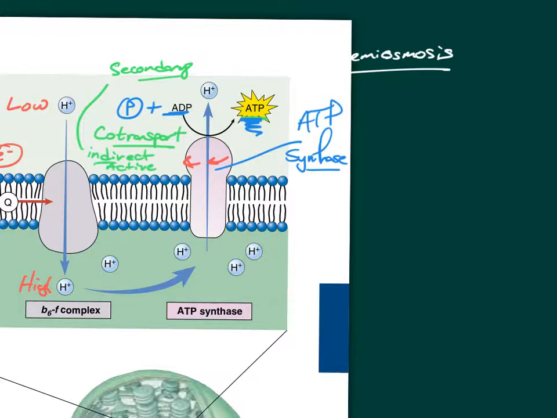Yeah, I heard a couple people say it. So it's good. Not that hard, right? And it says it right there, by the way. It shows you right here, ATP synthase.